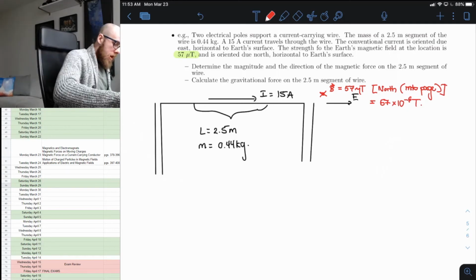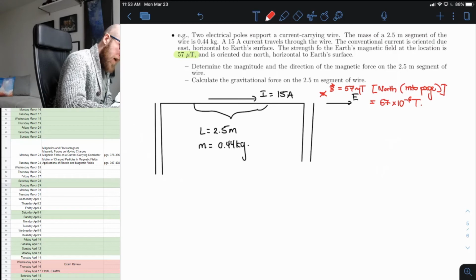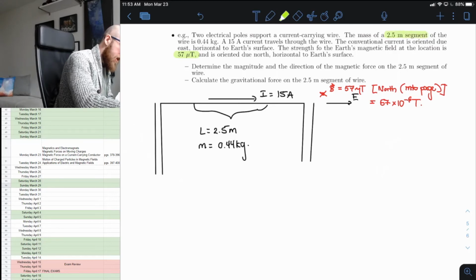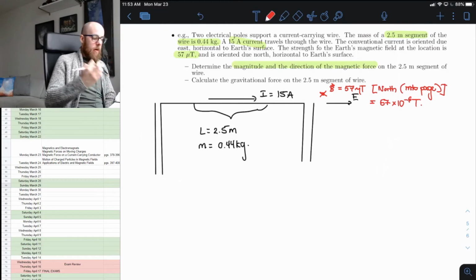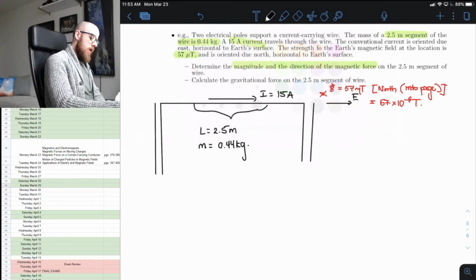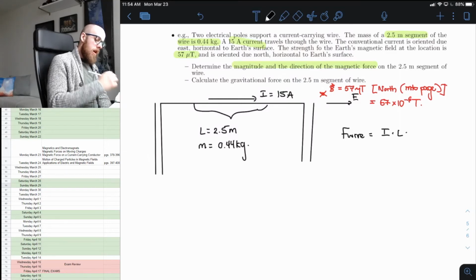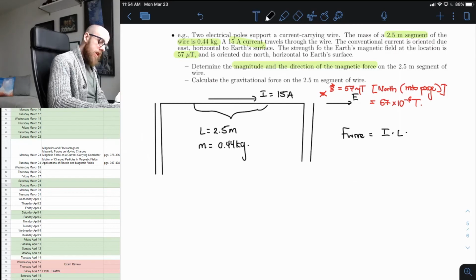All right, so I think I have everything here. I have the length of the wire, I have the mass of the wire, I've written down the current. Now what we have to do is figure out the magnitude and direction of the magnetic force. For that, the force on the wire is equal to the current times the length of the wire segment times the strength of the magnetic field times the sine of the angle between the two.